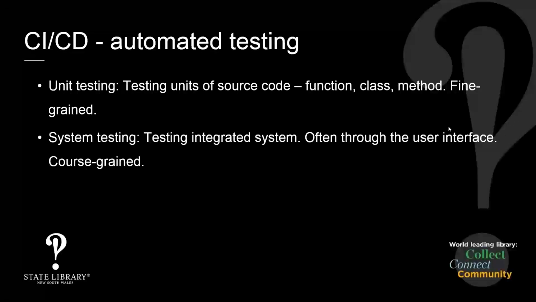Again, a lot of you probably already know all this, but unit testing is testing units of source code, a function, class, or method, and it's very fine-grained. System testing is high-level testing of an integrated system, often through the user interface, and is very coarse-grained. So that's the lowest and the highest level, and there's a lot in between as well, but we're mainly focusing on those two levels of testing at the moment.